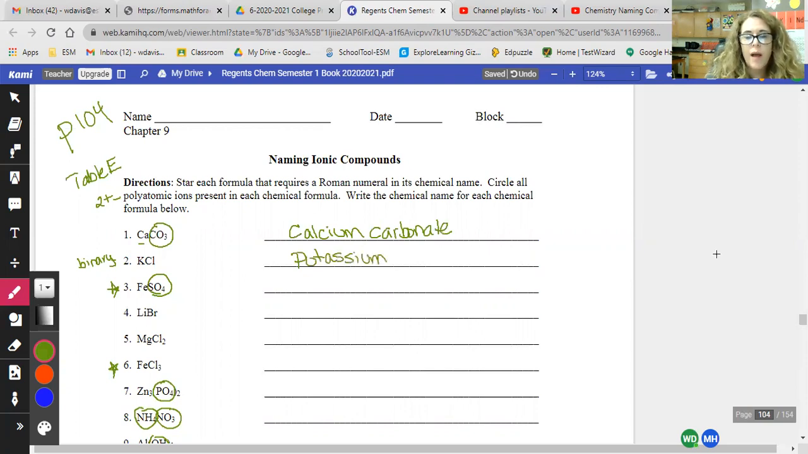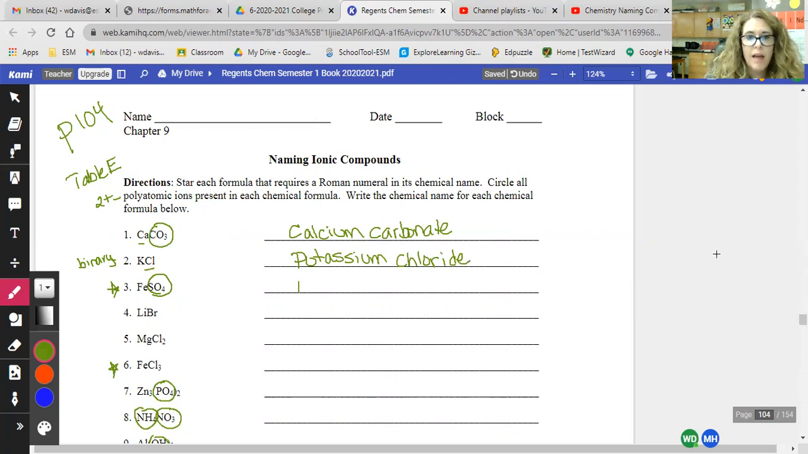This is potassium. And I only have 2 elements, so this is a binary compound. So the nonmetal is going to have to change the name, and we're going to change the nonmetal's name to end in "ide." So then chlorine becomes chloride. This is potassium chloride.